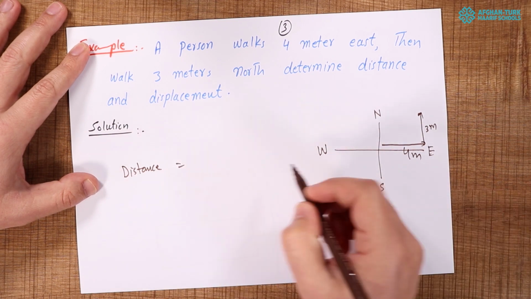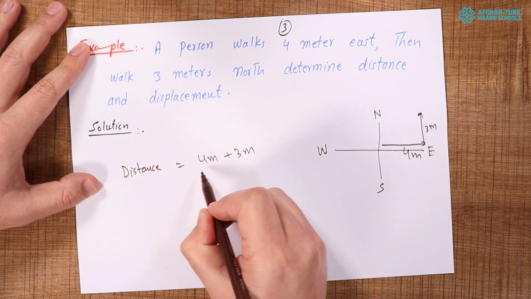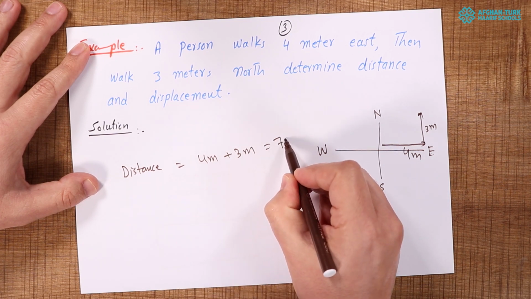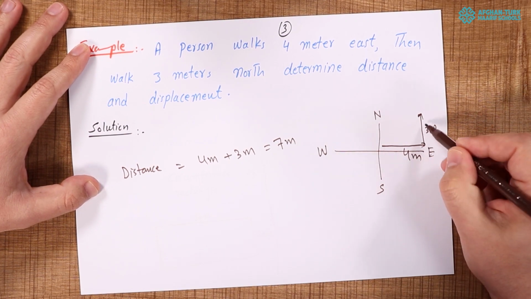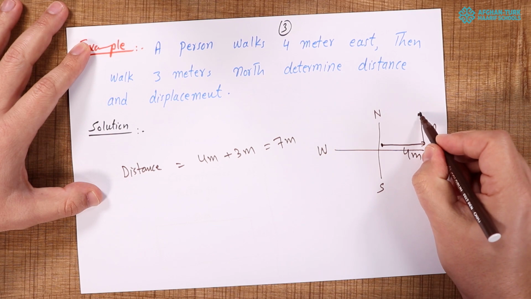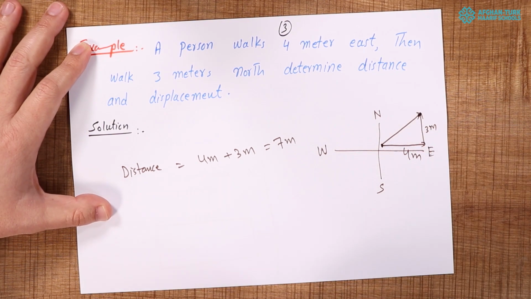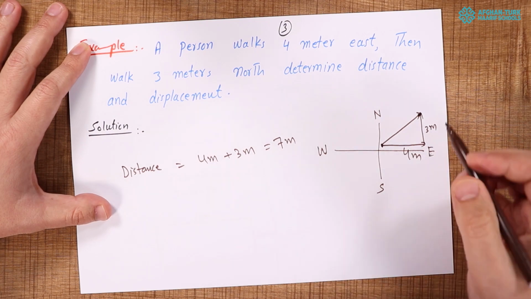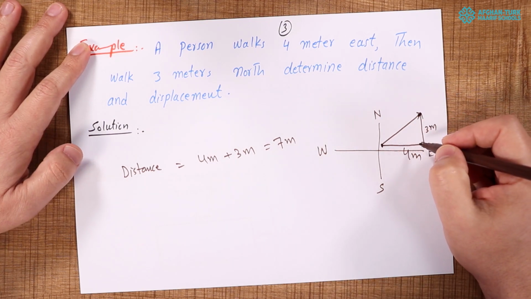So distance is very simple, 4 meters plus 3 meters, which is equal to 7 meters. Now how can we find the displacement? This is the longest way, and the shortest way, this is the initial point, this is the final point. It's very simple. We can make the triangle, and again we will apply the Pythagoras theorem.